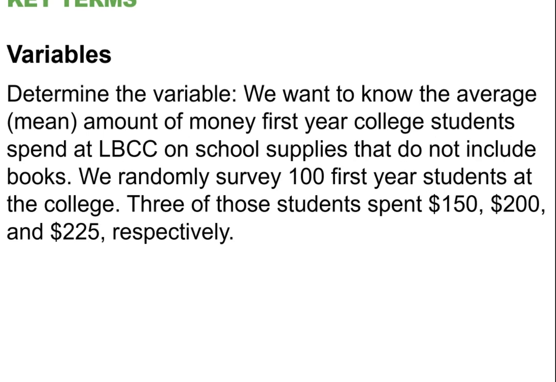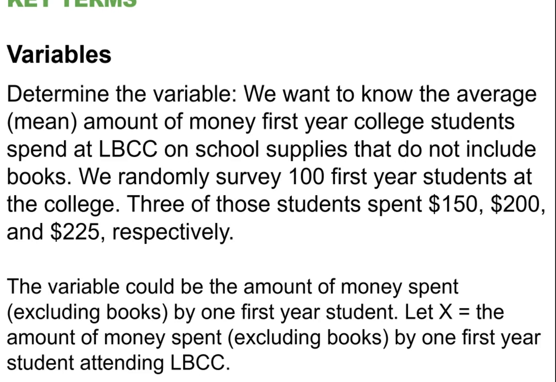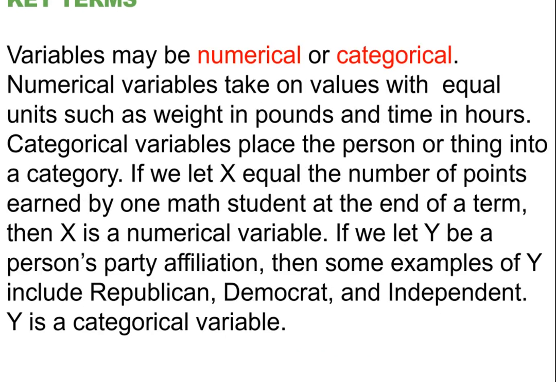What do you think is going to be a characteristic of the population? The variable could be: X equals the amount of money they spent, excluding books, by one single first year student attending LBCC. So that's our variable. A little more about variables. They can be numerical, like they were in this one. The money you spend is a number, or they could be categorical.